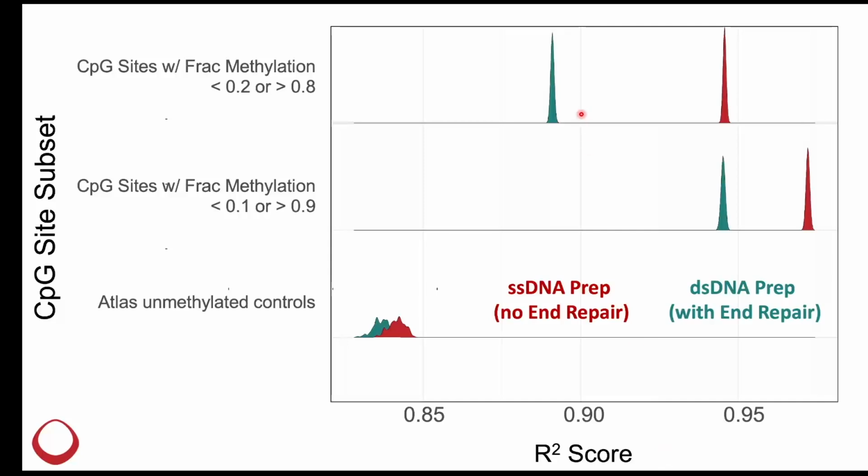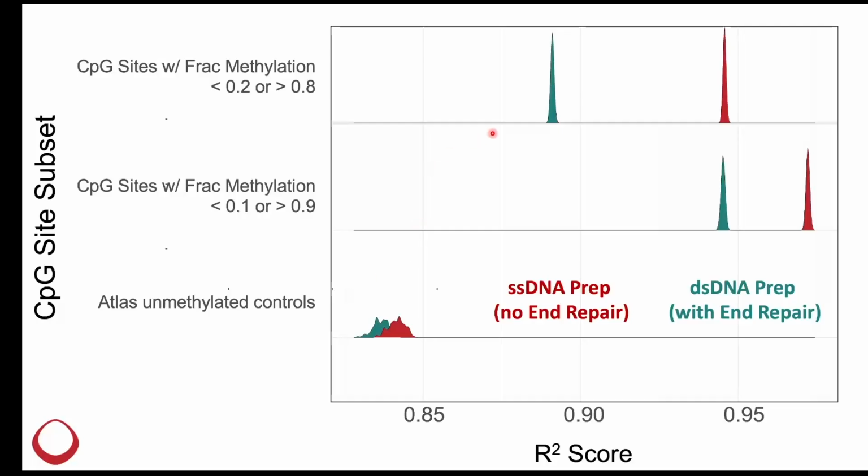So this is a ridge plot, and the ridges represent a distribution of these R-square values across repeated train test iterations for the same cell-free DNA extracts.